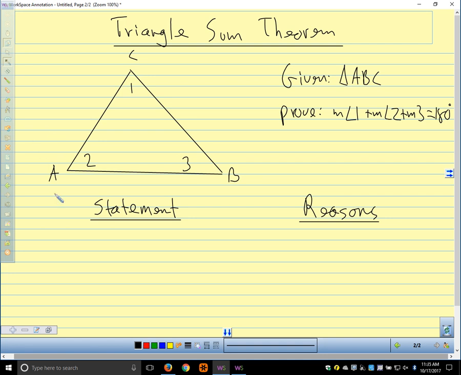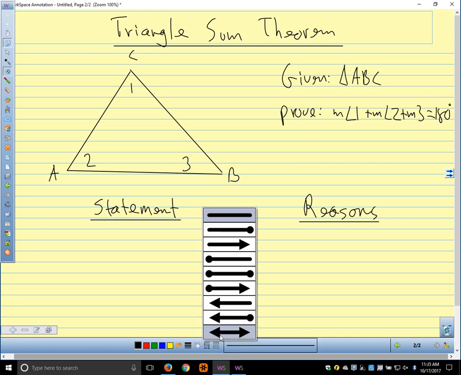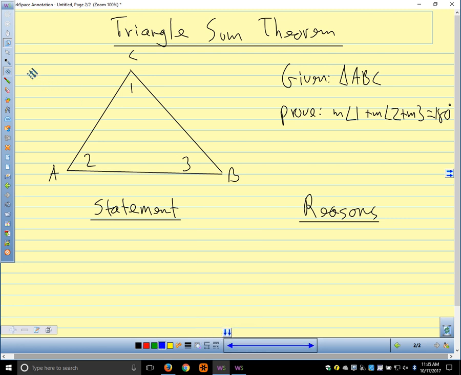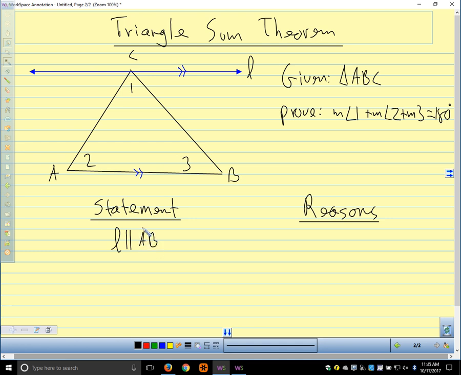I'm going to construct a line through this vertex, vertex C, that's parallel to the base of the triangle. So this kind of looks like our opener. And I'm going to call that line L. And for my statement, I'm going to say L is parallel to segment AB.